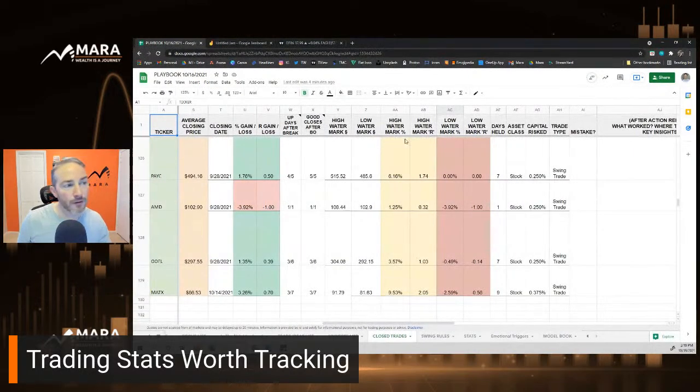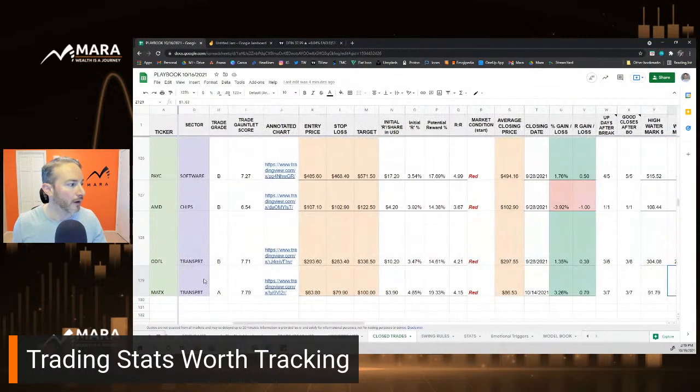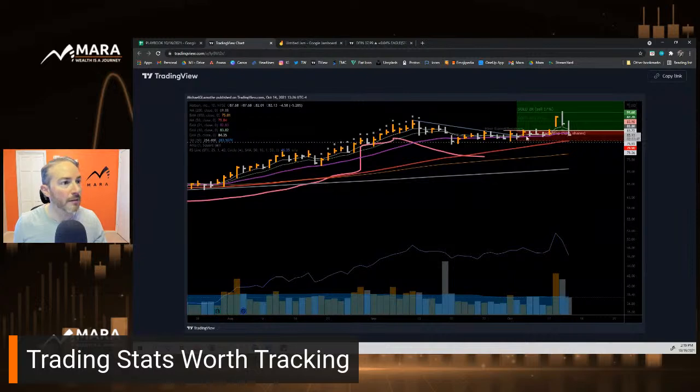over here. So a lot of different columns in here. Say, for example, this trade here in MATX. Let me click this, and you can see what MATX did. I bought the breakout on this day. It just popped right above my entry point. It futzed around for a little bit, then it finally broke out, hit my first target, then hit my second target, then it promptly reversed and stopped me out of the remaining shares at break even.